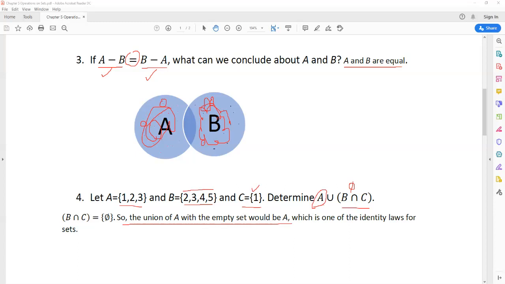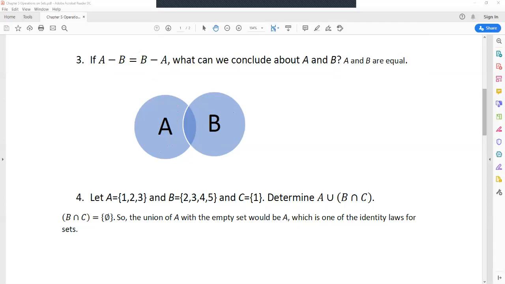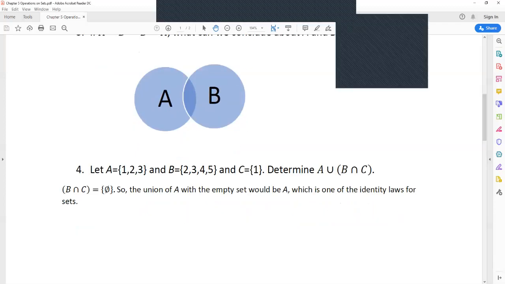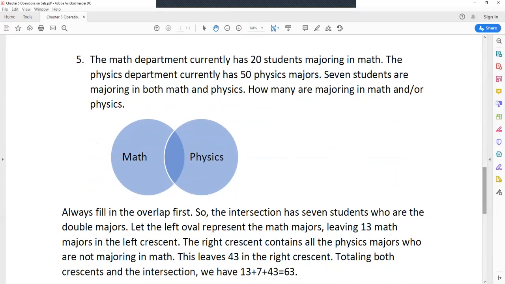Okay, let's take a look at number 5. Number 5 says that the math department currently has 20 students majoring in math. The physics department currently has 50 students who are physics majors. 7 students are majoring in both math and physics. So how many students are majoring in math and or physics?